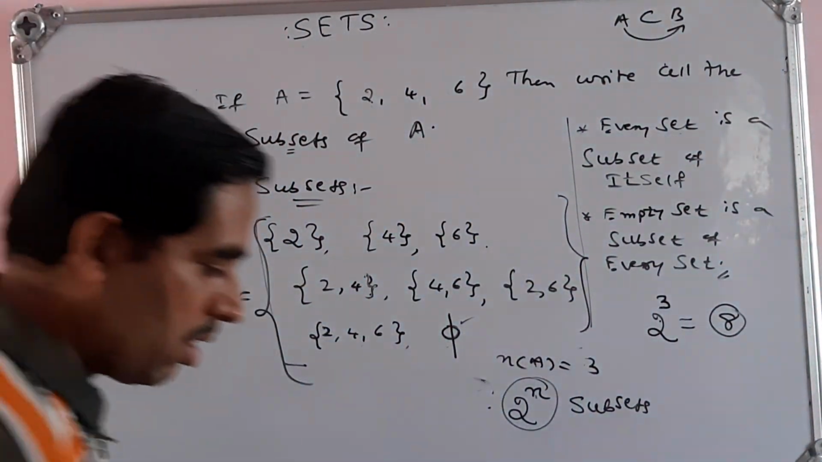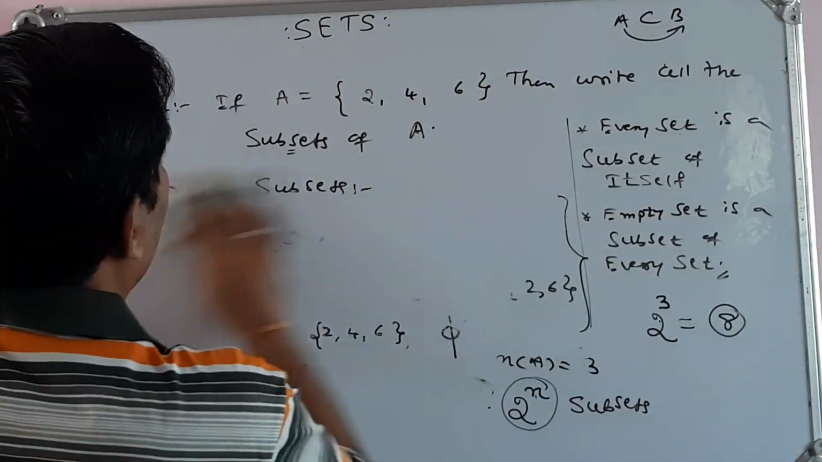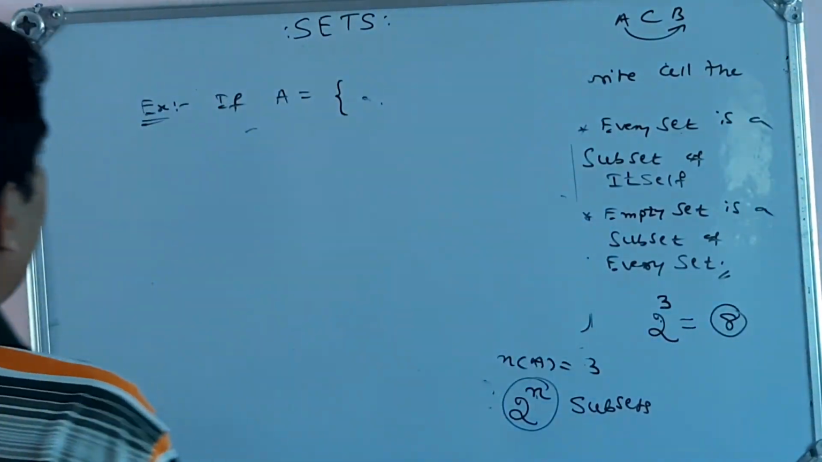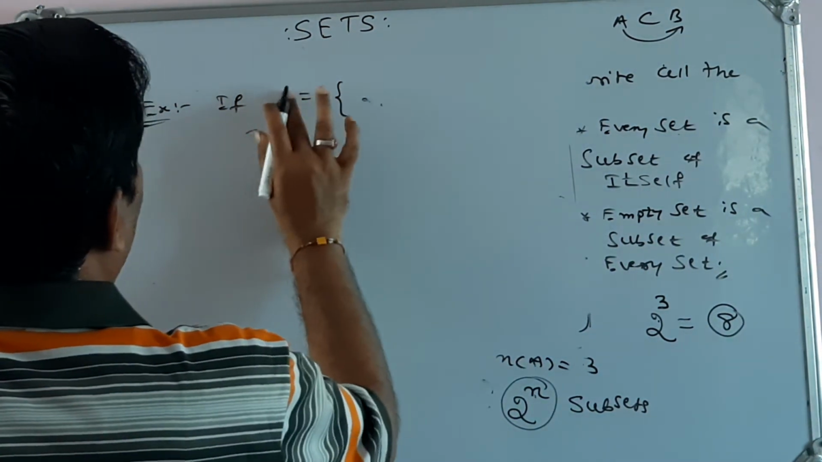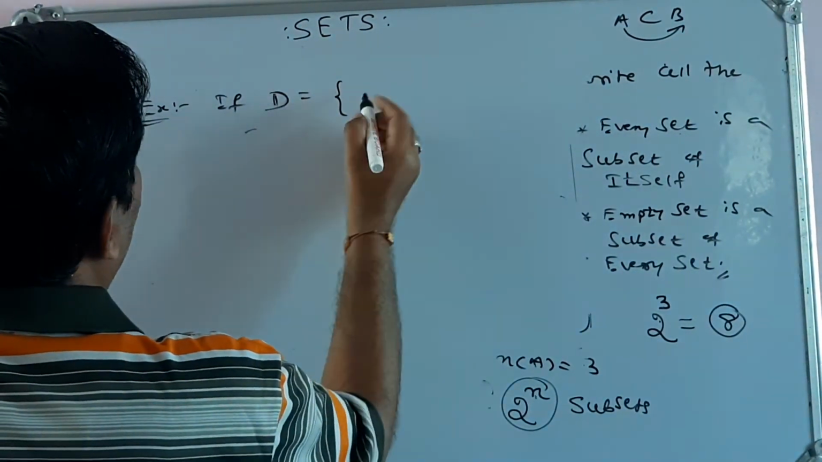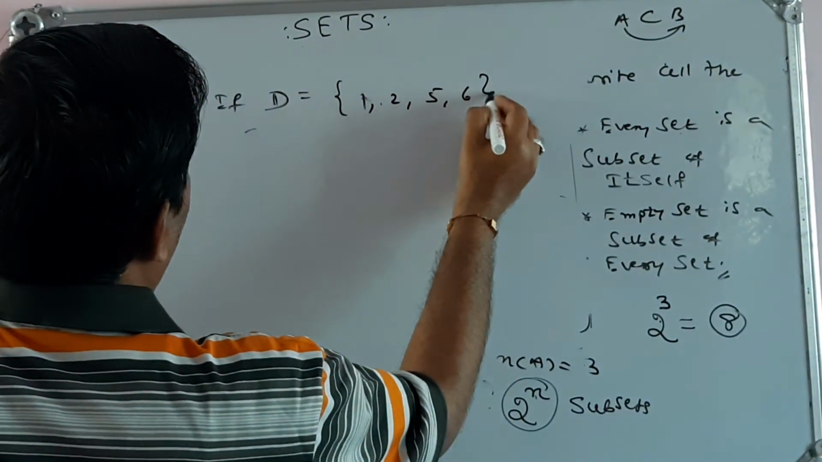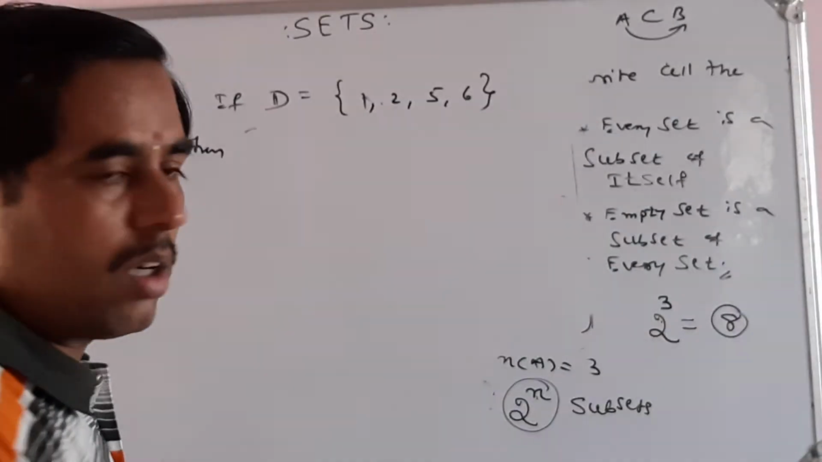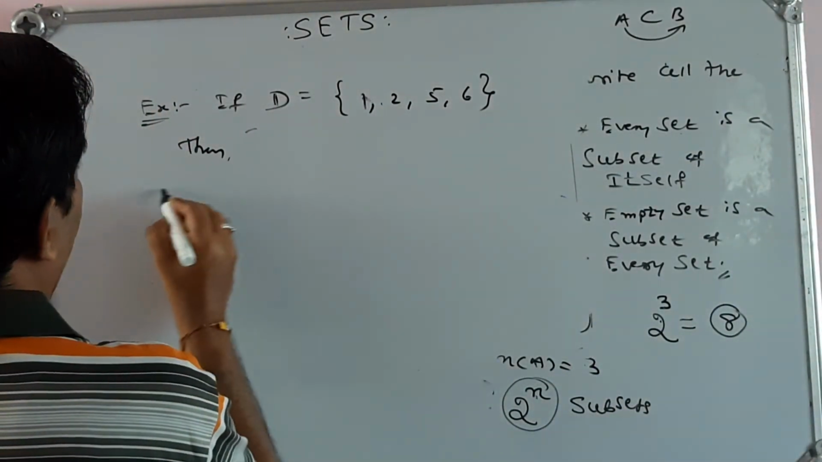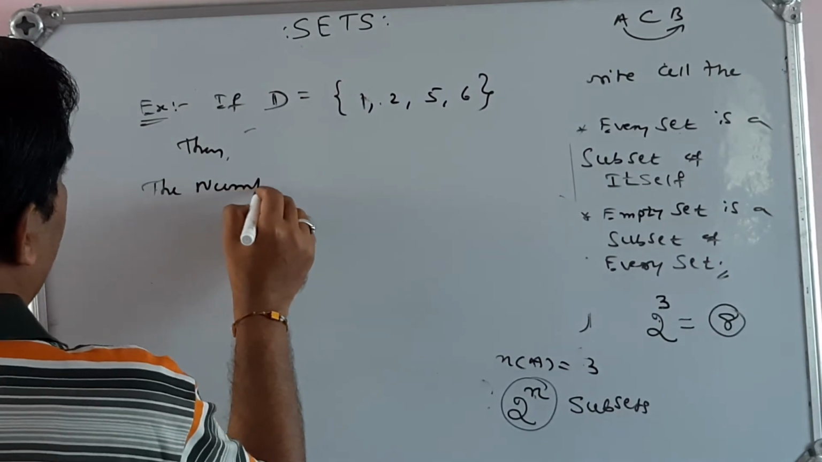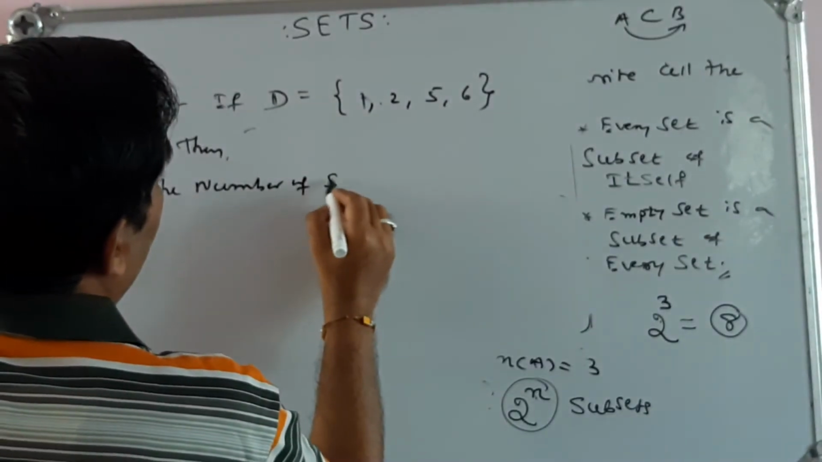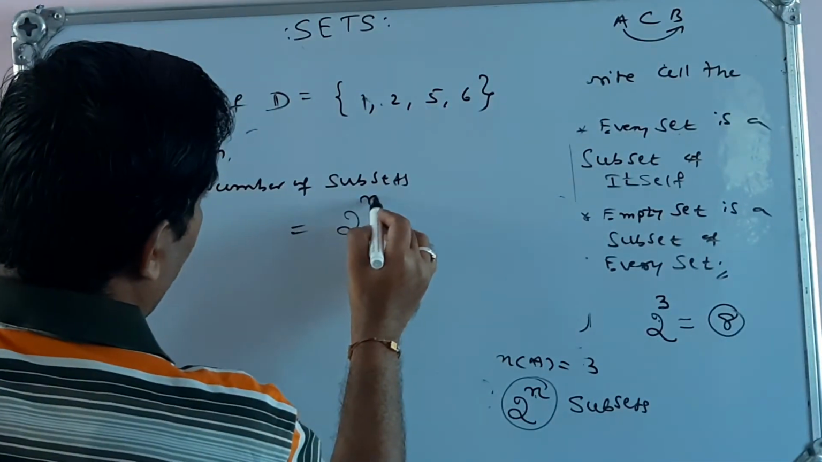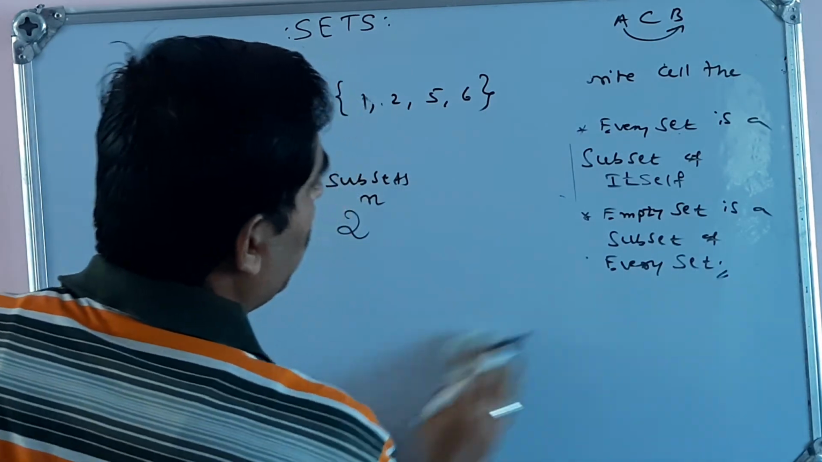Okay. So let us consider another example here. If D is equal to {1, 2, 5, 6}, then write the subsets of this given set. Okay, let me write only the number of subsets now, so we can write it directly. How many subsets are there here? 2 to the power of n subsets.